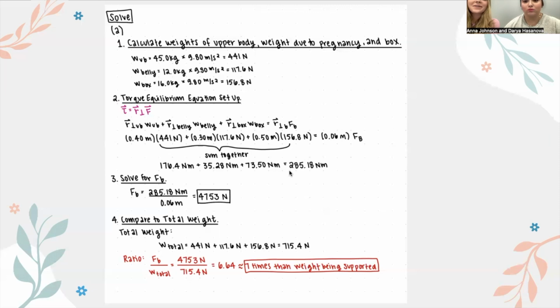We found our torques summed in the clockwise direction. We solved for the force of the back muscles, and we yielded a number of 4,753 newtons. And then we compared this to the total weight. We divided the force of the back muscles over the total weight to yield 6.64, which is approximately 7 times the weight being supported. This demonstrates that there's a significant strain being placed on the spine.